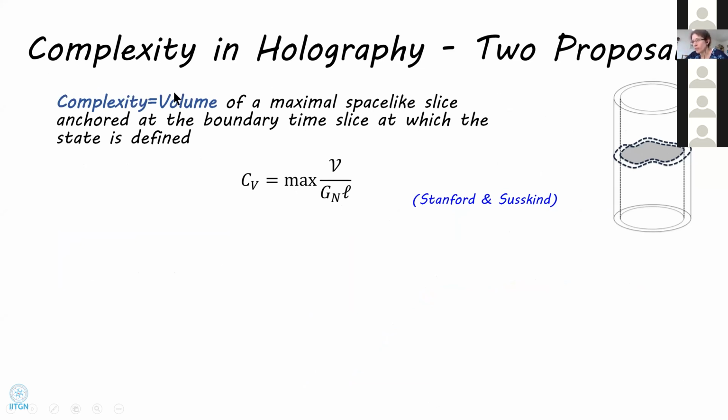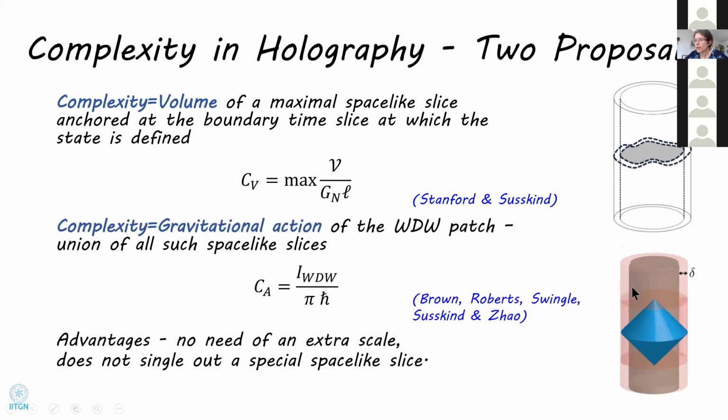So in holography, there are two proposals for what is conjectured to be the dual of complexity. The first one is the complexity equals volume proposal, which says that the complexity is equal to the volume of a maximal space-like slice that anchors at the boundary at the time slice where the state is defined. And so the complexity is simply a maximal volume. An alternative proposal talks about equating the complexity to the gravitational action of a region in the bulk, which is some kind of null diamond, bounded by light sheets. It's known as the Wheeler-DeWitt patch, and it's basically the union of all the space-like slices that anchor at the time slice where the state is defined.